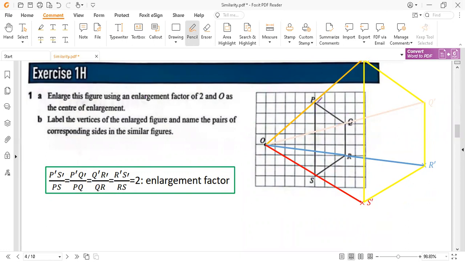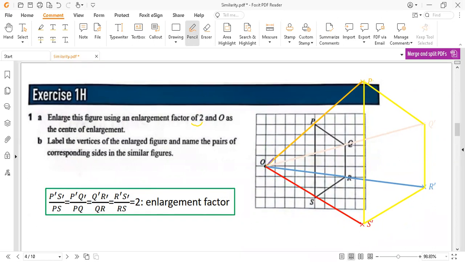A trapezoid is a quadrilateral having one pair of opposite sides parallel and the other pair not parallel. For example, here PS and QR are parallel, but PQ and SR are not parallel. It is a trapezoid, and we want to enlarge this trapezoid using an enlargement factor of 2.